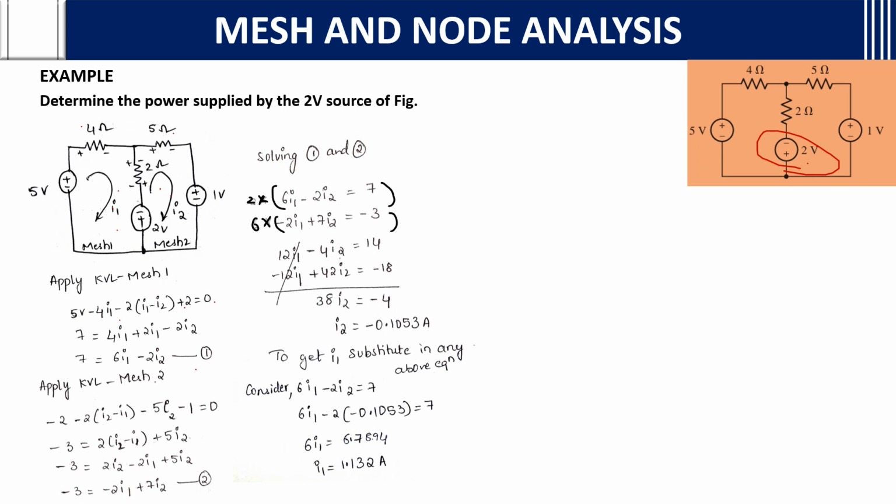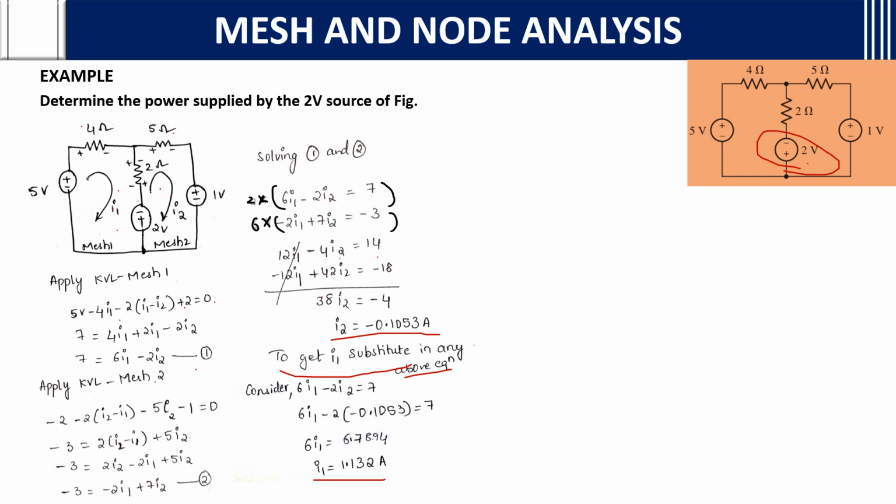By the cancellation method, if you multiply the first with 2 and the second with 6, this will become 12I1 minus 4I2 equals 14, and minus 12I1 plus 42I2 equals minus 18. So this can be cancelled, because plus and minus cancel. Then if you calculate, 38 I2 you will get, so you will get I2 as this. To get I1, substitute in any of the above equations, you will get I1 equals 1.132 A.